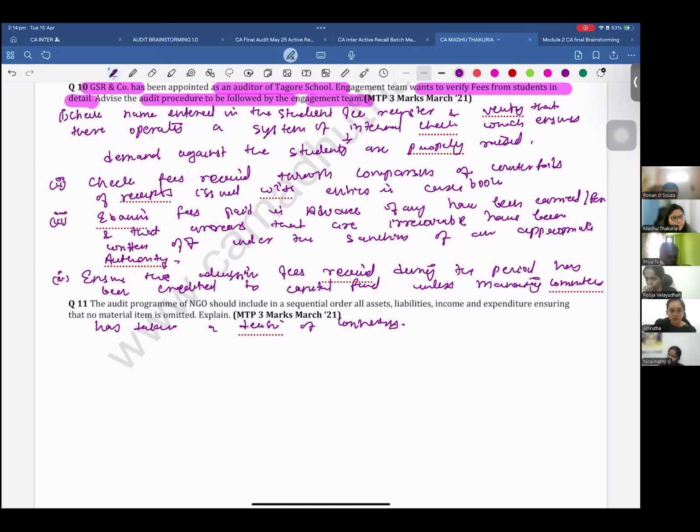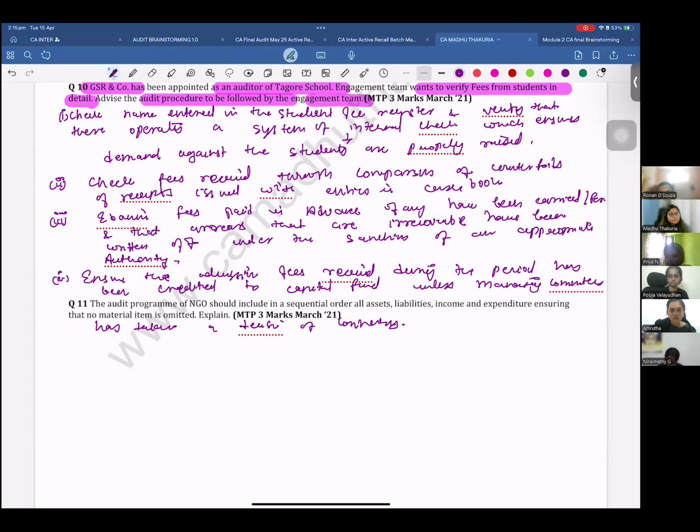School register, fees register, regarding the advance received. If any advance payments have been received, or if there is any irrecoverable amount that has been written off, there must be proper sanction during the period. If there are any advance fees that have been received, right? That has to be properly adjusted against the periods.